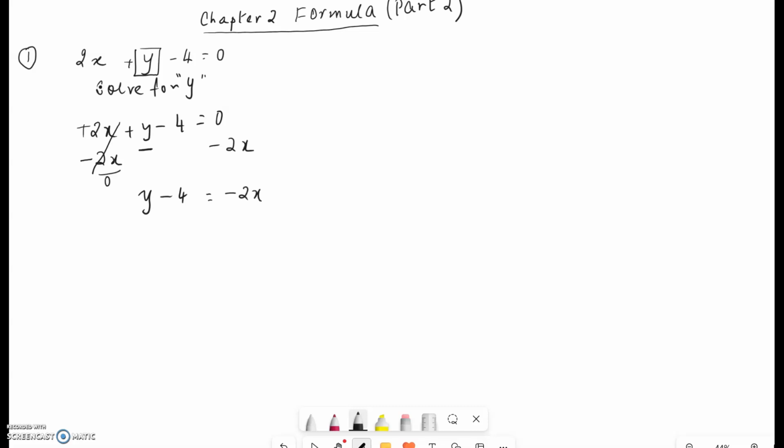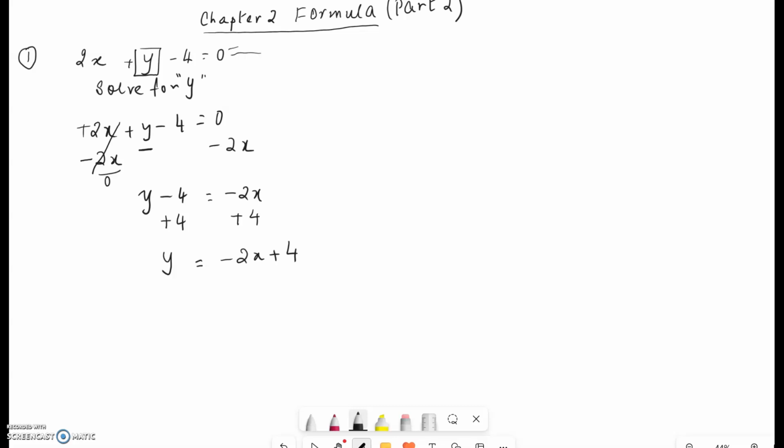Now I need to get y by itself. So I need to add 4 and get rid of the 4 on the left. But I need to do the exact same thing on the right. Minus and plus cancel each other out. So I get y plus 0 is y. And I'm adding 4 on both sides, not 4x. So I have negative 2x plus 4.